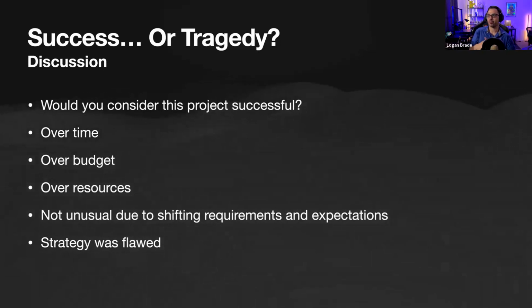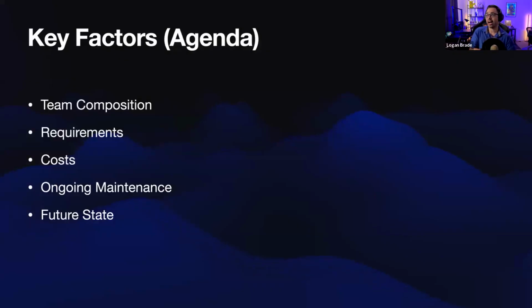But I wanted to share with you what I think are important factors when you're trying to define your strategy. The key factors that I learned from this whole crazy experience were team composition, requirements, costs, ongoing maintenance, and future state. Some of these are more technical and some are more business focused, as you can tell, but these are the things I felt I missed during that process that were critical to our app dev strategy, and that I don't feel are being talked about enough, not only by the technical teams, but by the business teams during that process.